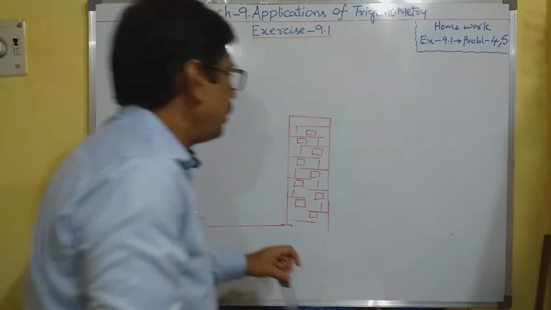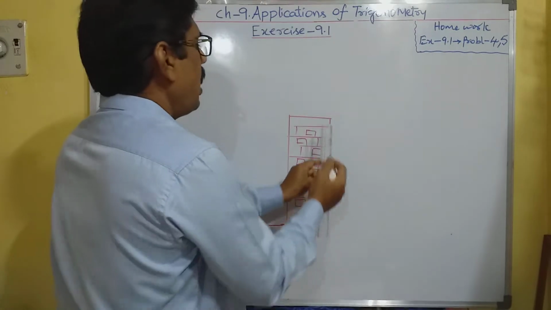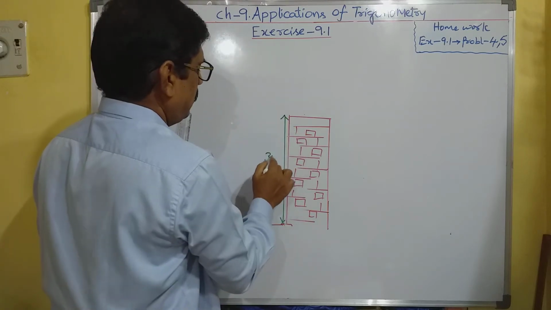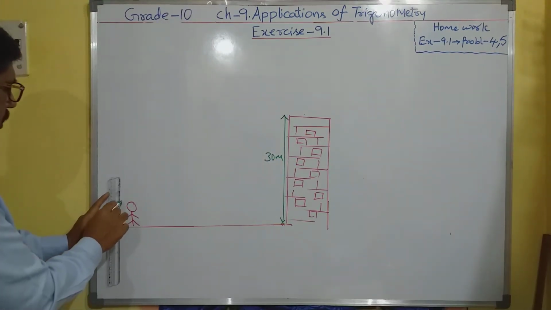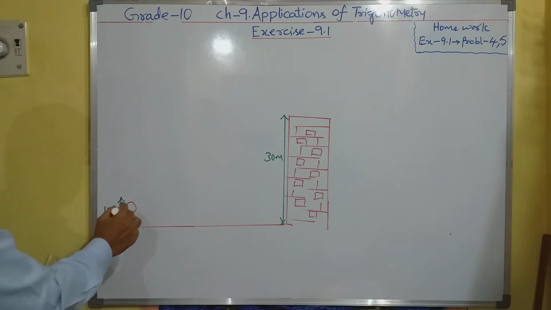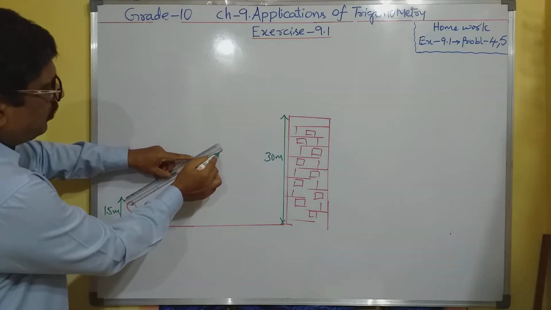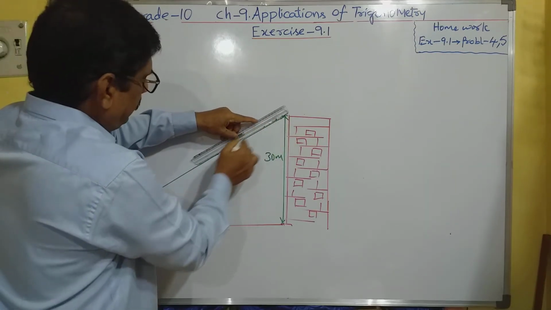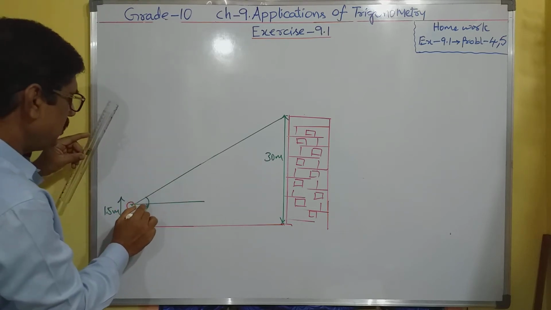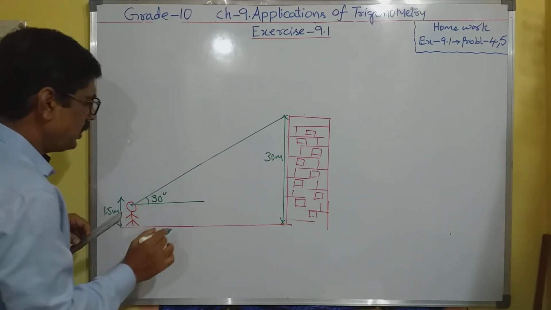Here, look at this. This is a building. Its height is 30 meters. He has given the height of the building. This is 30 meters. The height of the boy is 1.5 meters. Okay, he is standing here and if he looks at the top of the building like this from his eye, the angle of elevation was found to be 30 degrees.